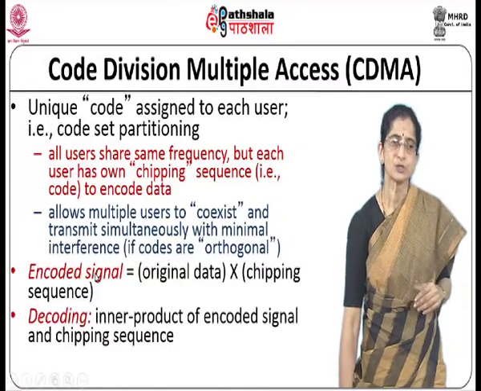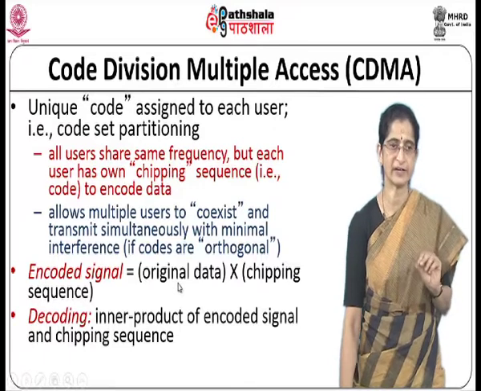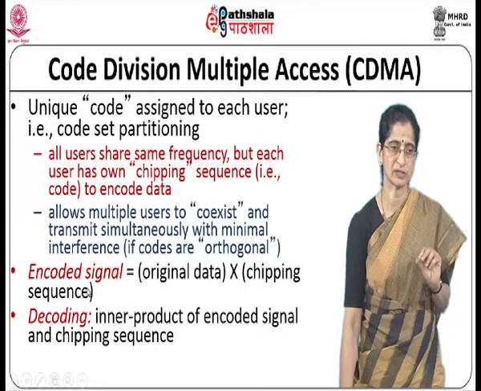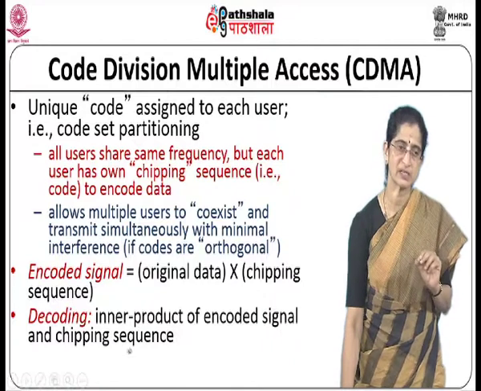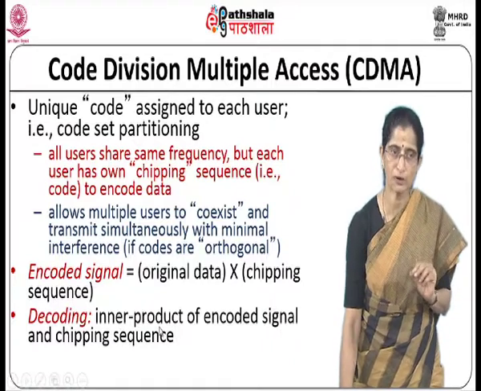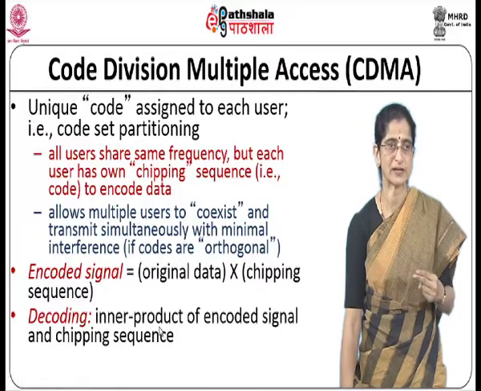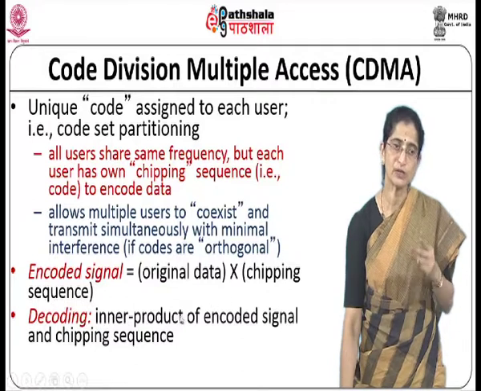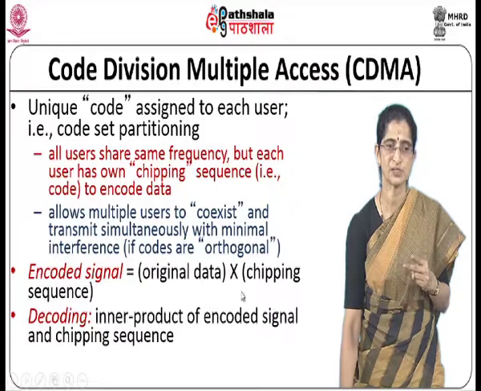The encoded signal is found like this: you take the original data and multiply it with the chipping sequence, and that becomes your encoded signal. The decoding is the inner product of the encoded signal and the chipping sequence. Remember, inner product is what I just talked about: if I have two vectors, the dot product of the two vectors is the inner product. So you take the encoded signal and do a dot product of that with the chipping sequence, and you get back your original data. You can see you're doing the opposite of encoding.